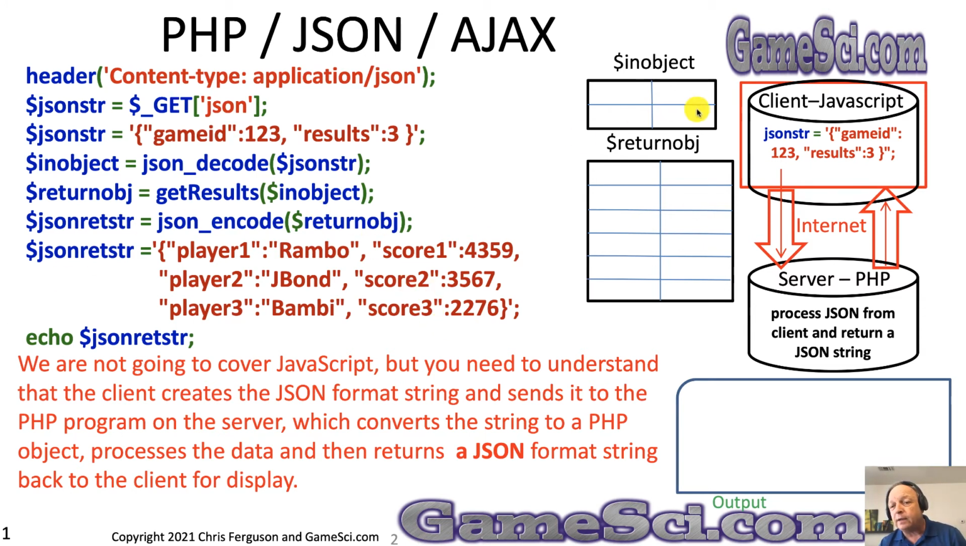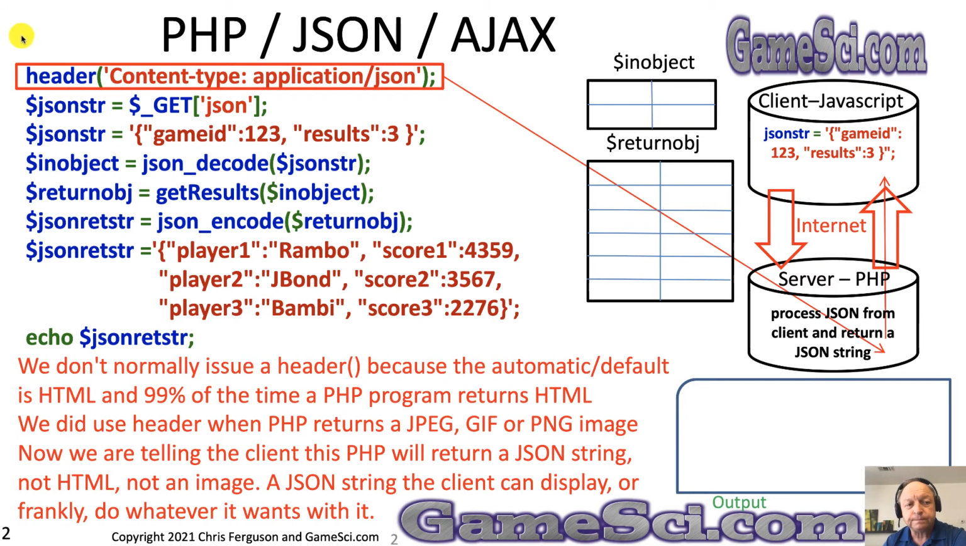Over here on the right, the client prepares a JSON format string on the browser. It sends it off to the server in a request to run a PHP program. The PHP program gets that JSON string, builds an object out of it, processes the data, and now is going to send back a JSON format string to the browser, and it'll let the browser display the data that was sent back.